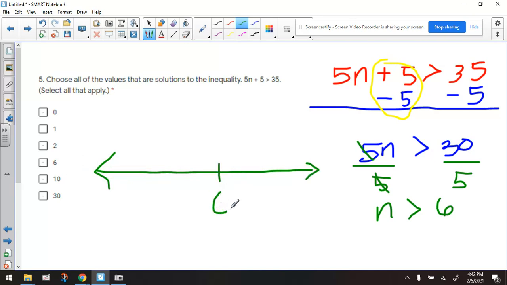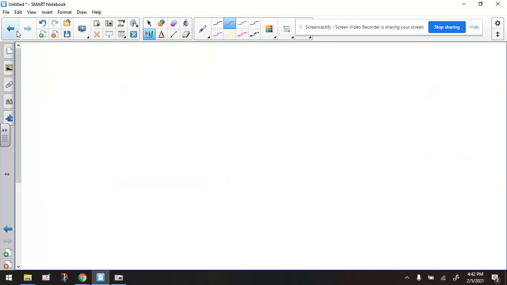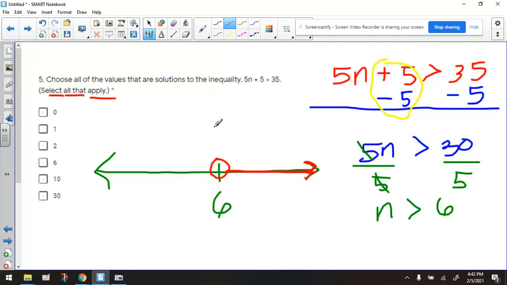Let's put a 6 on our number line. And when we think about numbers that are greater than 6, 6 is not included. We're talking about numbers that are greater. Anything that's to the right of 6 on a number line. Now, which of these numbers would be to the right of 6 on a number line? Because it wouldn't be 6. Pick those. Now, pick more. There's more than one answer. Remember, select all that apply. All right, and I think that's it. That's all of them. So good luck finishing this up.